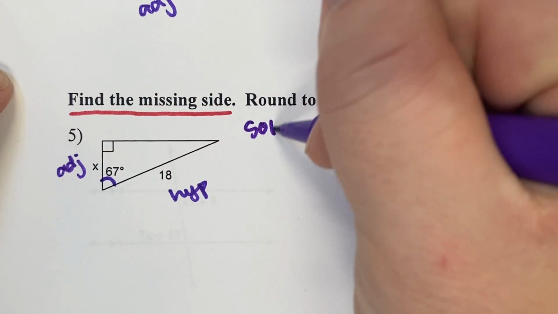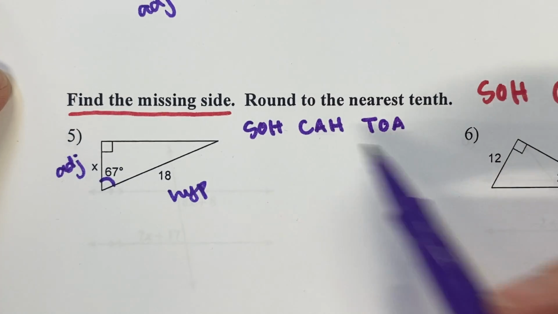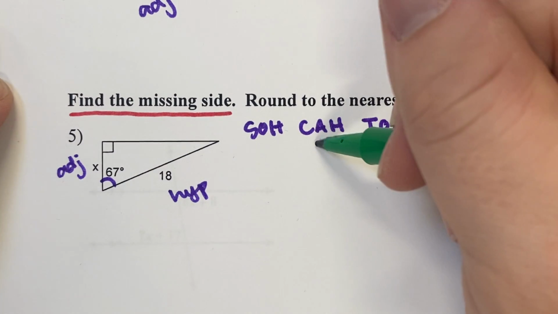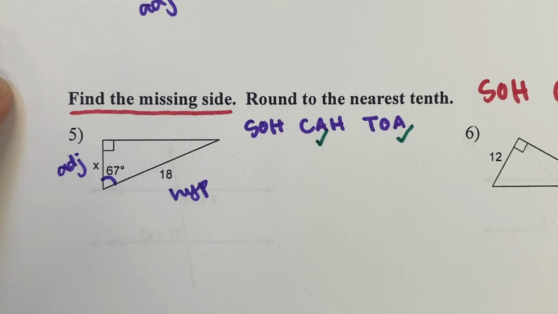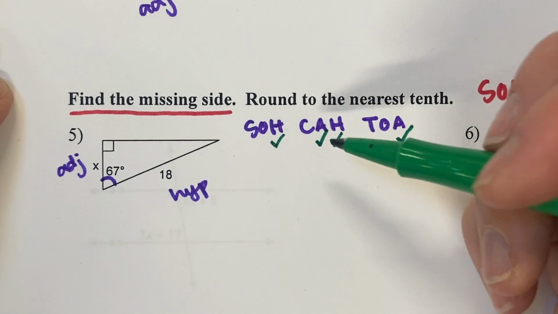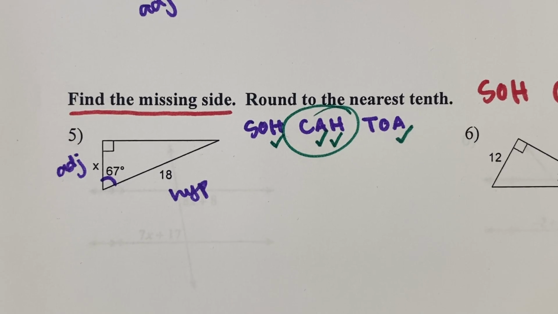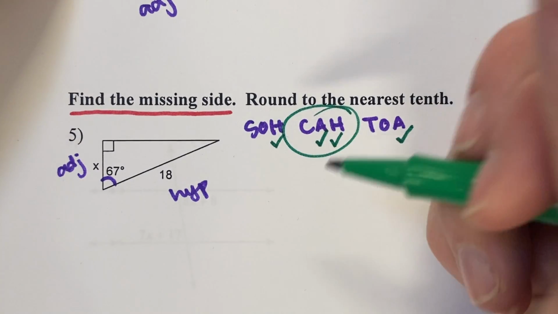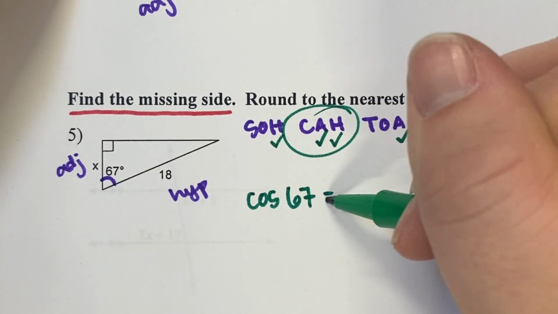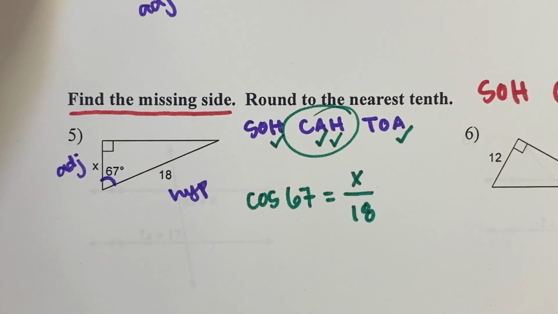Okay, well now we need to identify which function we need to use, sine, cosine, or tangent. And that's based on which 2 sides we were given. Okay, well I was given adjacent, which shows up in cosine and tangent. And I was given hypotenuse, which shows up in cosine and sine. Well, the only function that has 2 check marks is cosine. So we know we have to use cosine. Okay, so I'm going to set this up. Cosine of the angle, this time it's 67, equals adjacent x over hypotenuse.